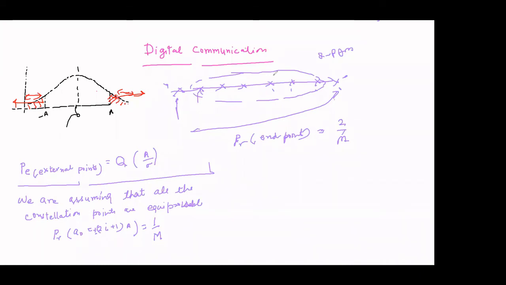Sir, we are assuming that all the constellation points are probable.